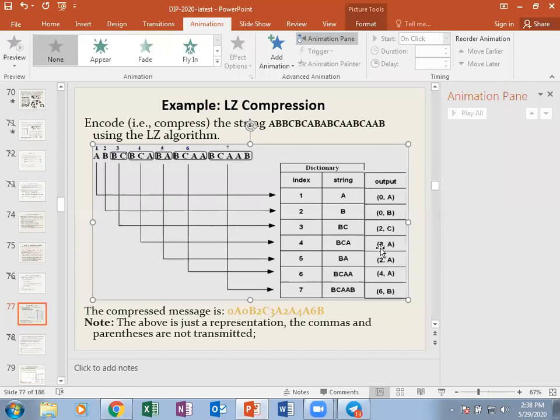So the next output is 3A. With A, we have a prefix 3. And the 3 is indexing the index 3. At index 3, we have a string, BC. So with A, we have to concatenate BC, which gives us BCA.